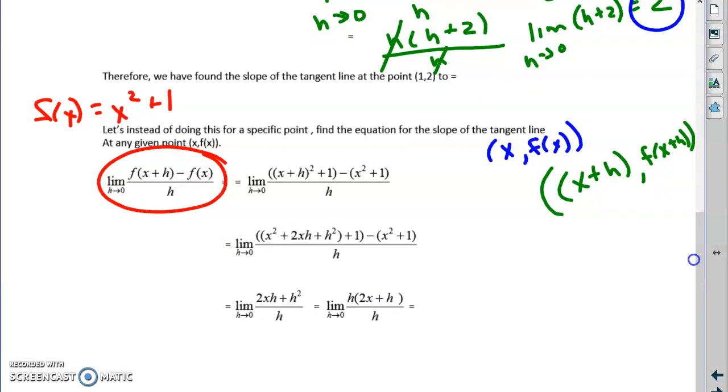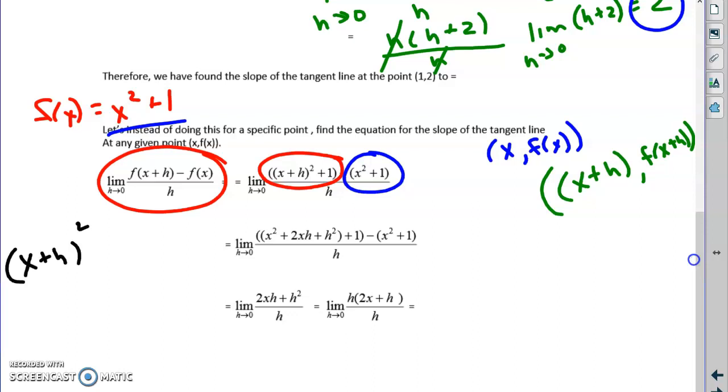f of x plus h would be x plus h replacing the x. That's this one. f of x is just the function itself, whatever that might be. In this case, it's this. Again, I distribute that x plus h quantity squared. We're going to do that a lot of times, so remember what that is. x plus h squared equals x squared plus 2xh plus h squared. That's where that came from, plus this one minus that.